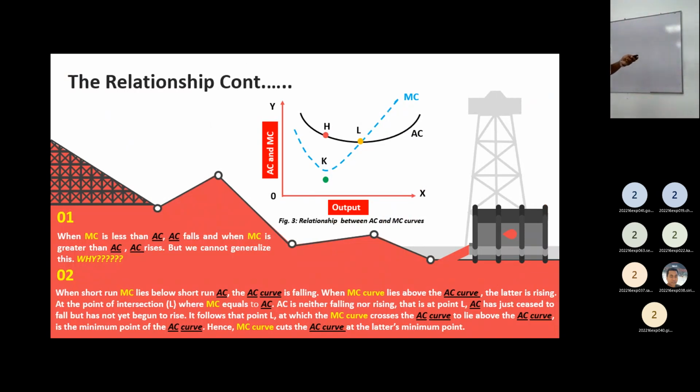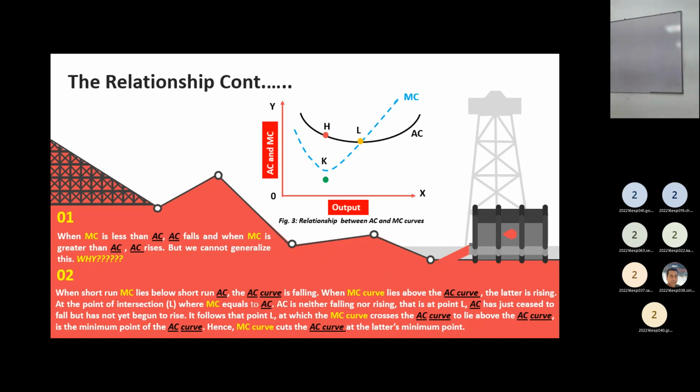If you look at this particular graph carefully, here you have your average cost curve. Thereafter, you have your marginal cost curve. We'll read this part and little by little we'll understand how this relationship comes. It says, when the marginal cost is less than the average cost, the average cost falls, and when the marginal cost is greater than the average cost, the average cost increases. What do you mean by that?